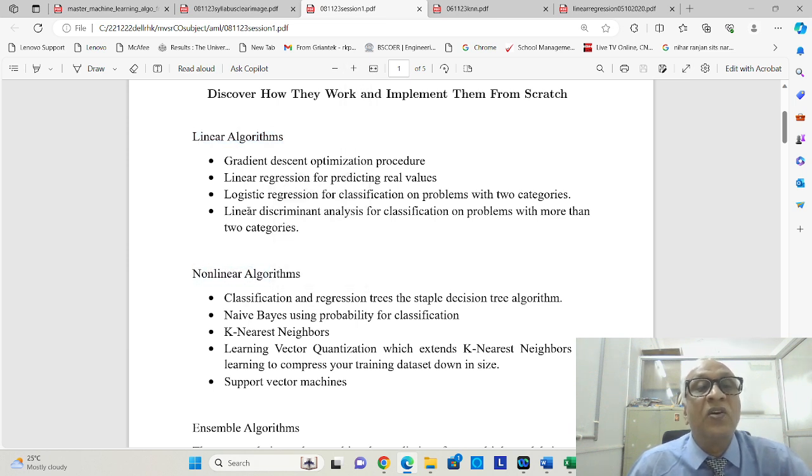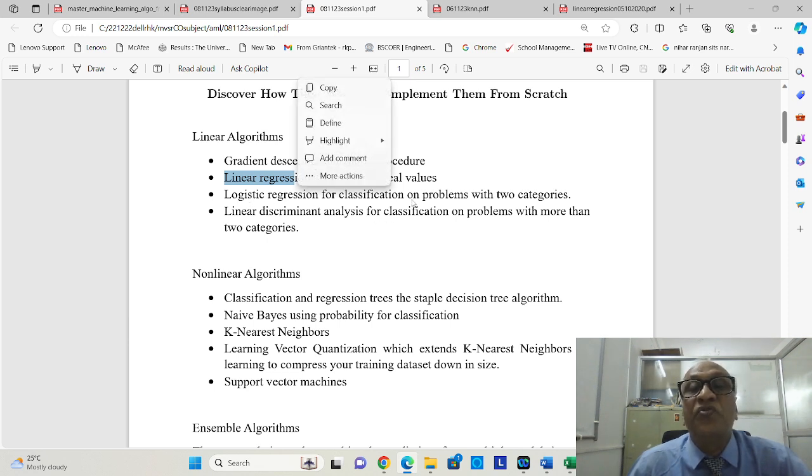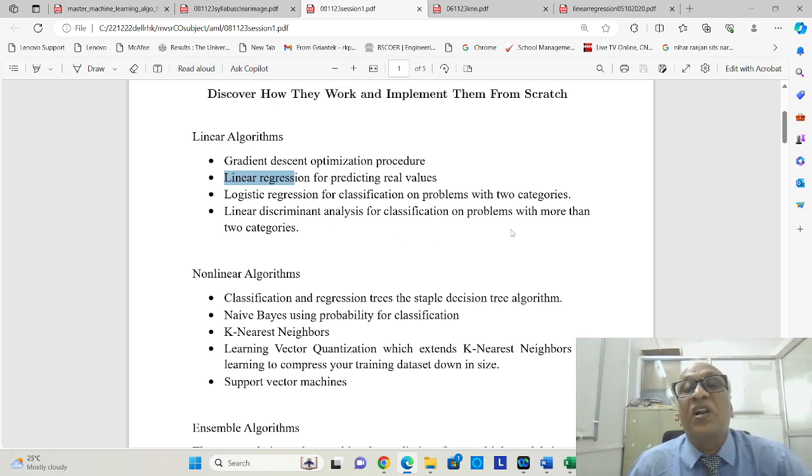If it is a linear algorithm, what can be the examples of linear algorithms? Linear regression, which is used for predicting the values. Logistic regression, which is used for classification with two categories. Linear discriminant analysis, which is used for classification when we have more than two categories. Gradient descent optimization. So all these fall under linear algorithms.